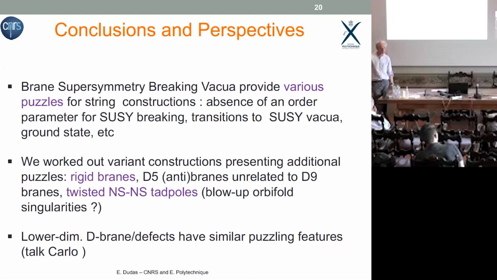More questions? A quick question. Do we have to understand this rigidity of branes as a kind of freezing mechanism for branes? Yes. Okay, so it's the same mechanism as the freezing. Yeah. Okay, so maybe in a dual language, maybe Carlo.